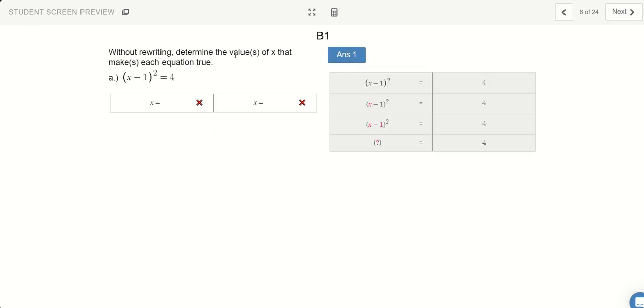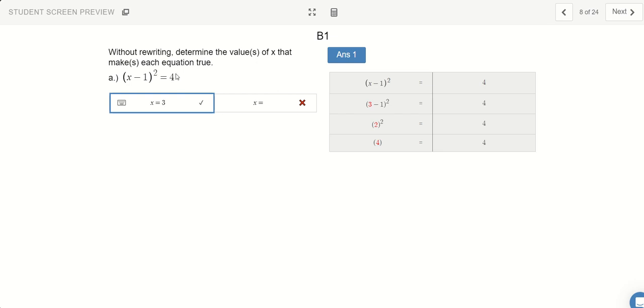So thinking about this idea, what are two answers that will make it so when I square, it will equal 4? So ignoring this part in the middle, what squared equals 4? I know that 2 squared equals 4. So how can I make this middle part turn to 2? I know that 3 minus 1 is 2, and then 2 squared turns to 4. So one of the answers could be 3.